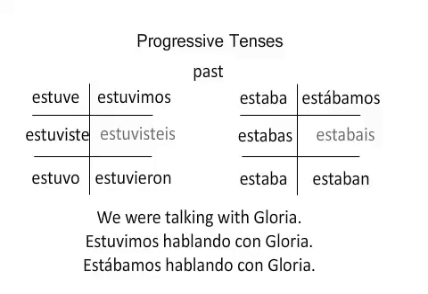Notice that in both of these examples, we did conjugate estar in the particular tense that we chose to use, and we did use the gerund of our other verb, hablar, which gave us hablando.